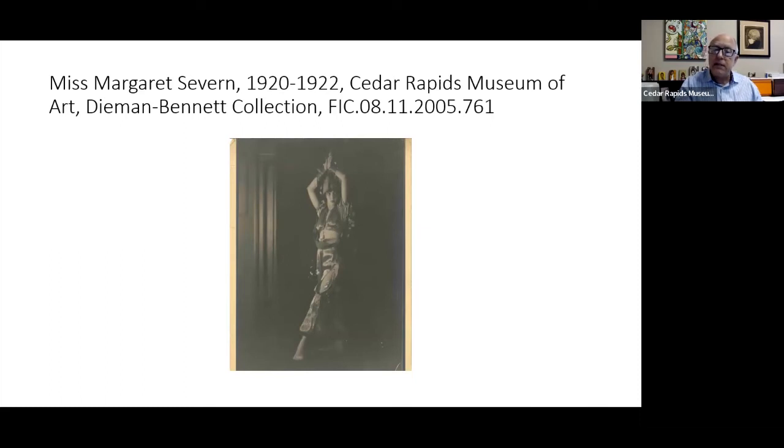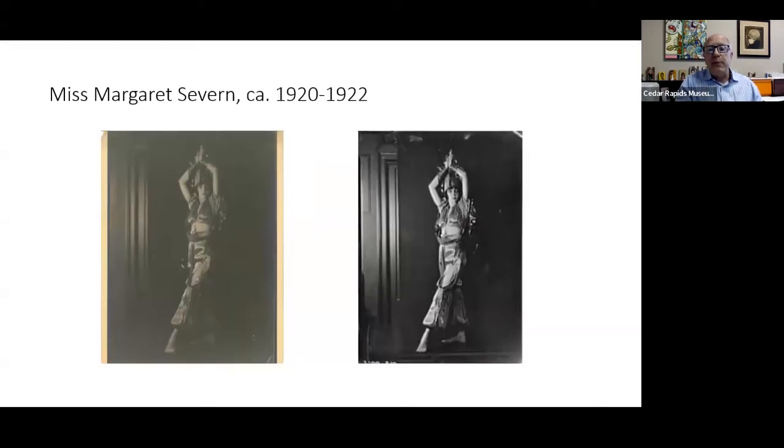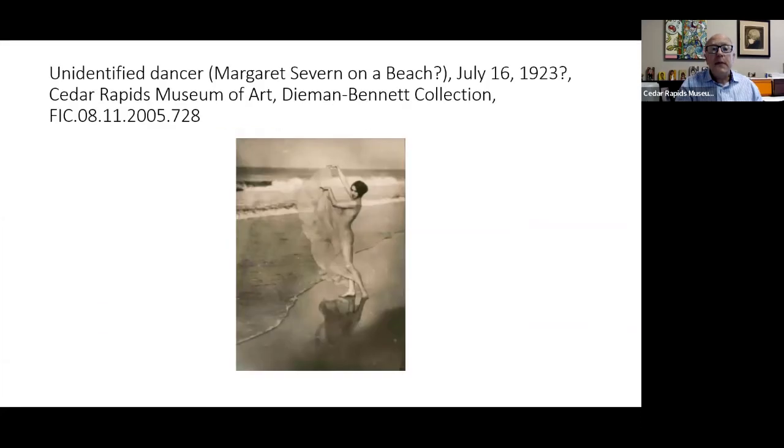Again, these are set in a studio versus in the out of doors, as we saw with the Duncan photographs. And here you can see the trace of the studio to the left-hand side. Here clearer when compared to the Library of Congress version of the photograph. And here an unidentified dancer who is thought to be Margaret Severn on the beach, similar to what he did with some of the Duncan dancers, photographing them on the beach, probably Long Island.